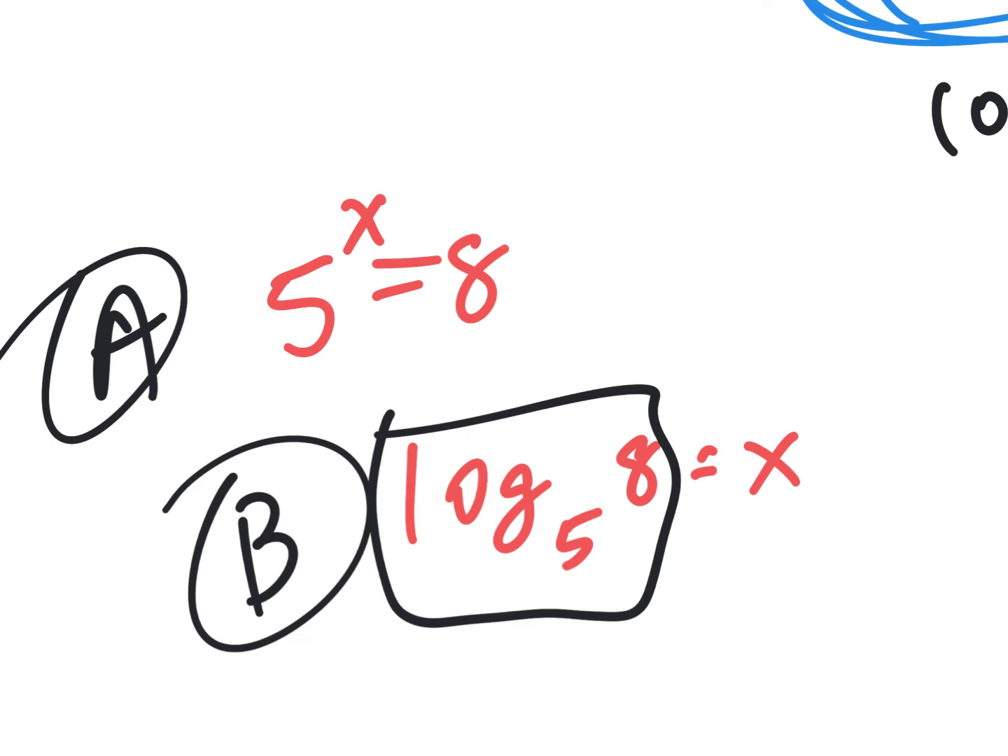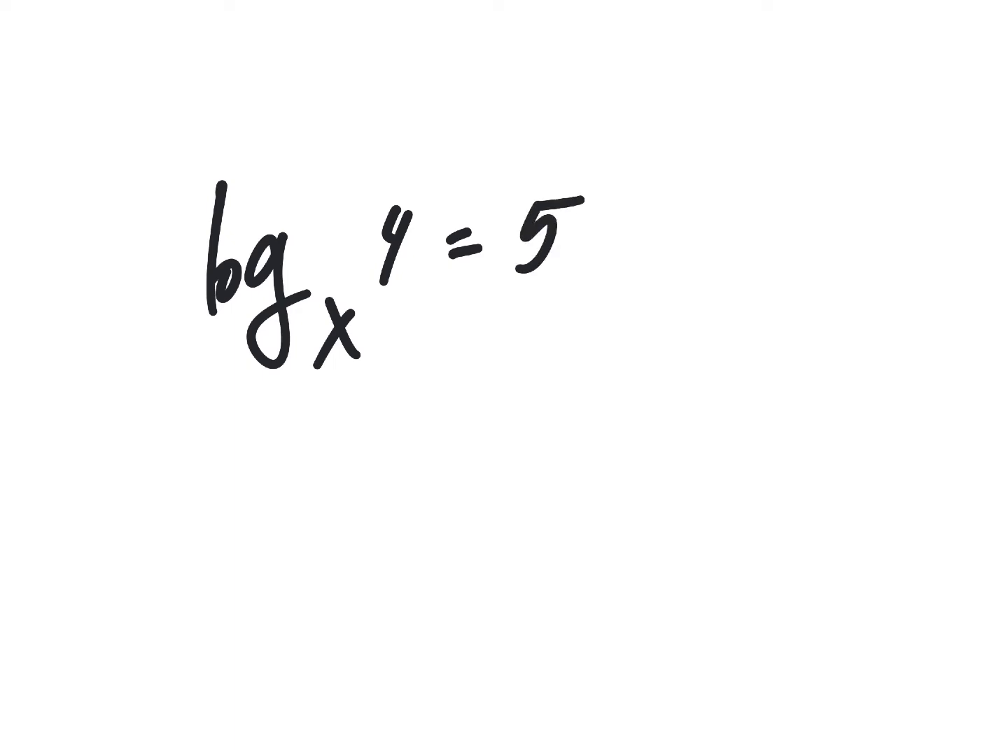Okay, so anyway, which one's easier to solve? Well, the B, in this case, was. All right, how about this? Log base x of 4 equals 5. Does that look easy to solve to you? Can you just do something and then the x is alone? No. So, rewrite this one.